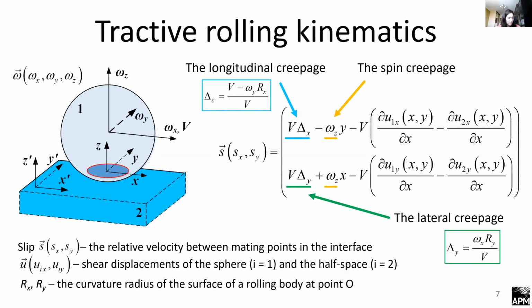These different creepages give us the combination. Here is the relation for how we can calculate the slip vector for a rolling sphere. Here we also take into account the elastic displacements of the sphere and half space, and R_X and R_Y are the curvature radii of the rolling body at point O.